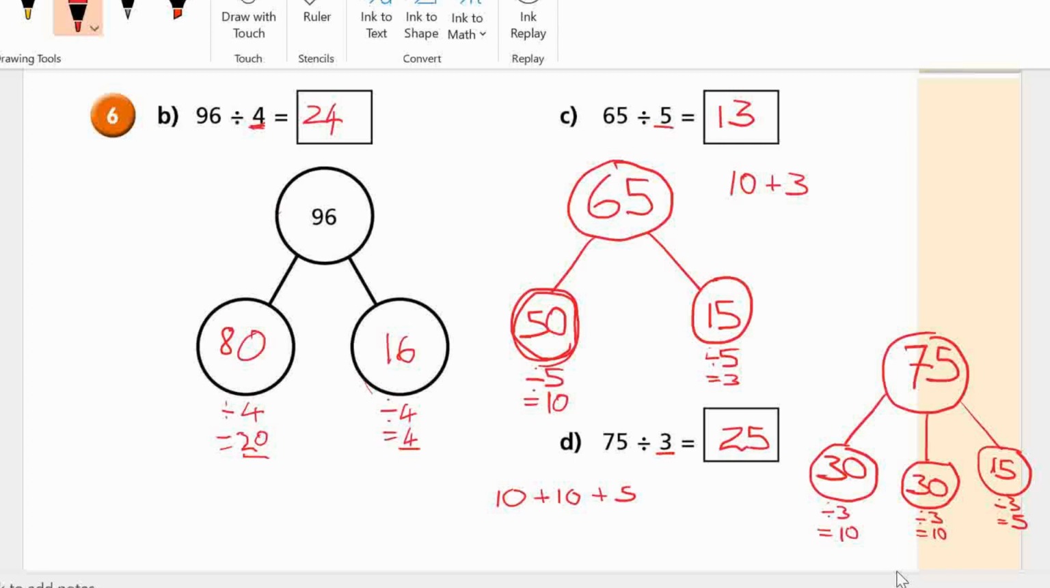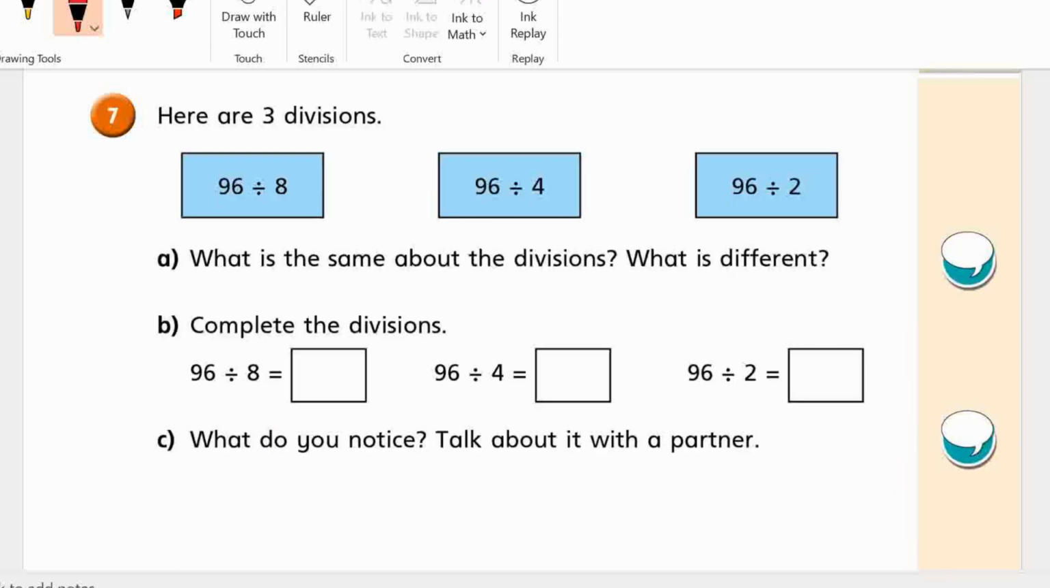Yeah? Here you could, instead of this, you could do 60. So if 30 divided by 3 is 10, what's 60 divided by 3? 60 is double 30, so you need double 10, which will be 20. Okay, that's just a different way of working it out, slightly quicker, but a bit more difficult. Right, on to the last task.